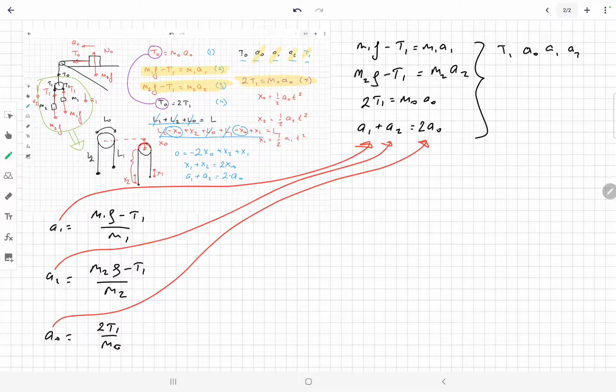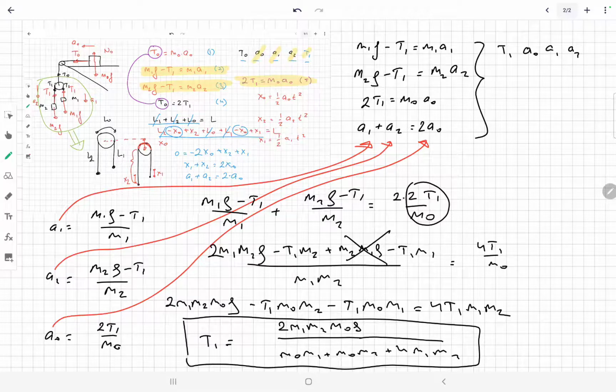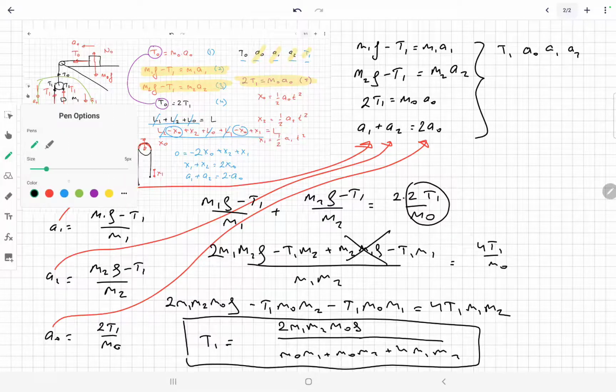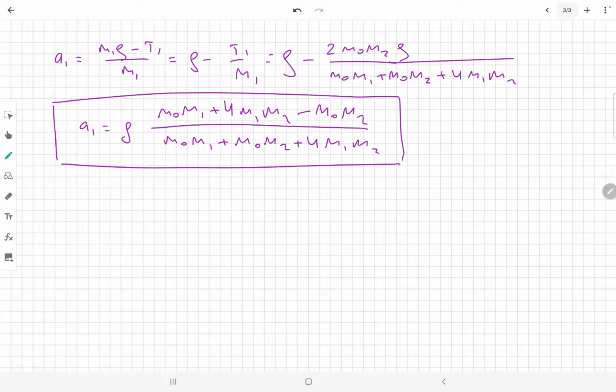So it's totally math. Carefully, we should solve this one. So m1g minus t1 over m1, this is a1, plus a2 should be equal to 2 times 2 t1 over m0, this is a0. That's all. So we found tension 1, and we can use this tension to calculate a1. So this is the final answer for a1.